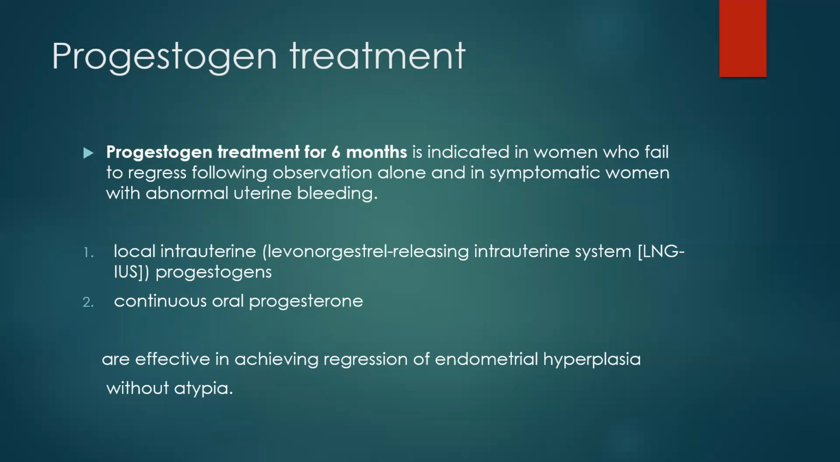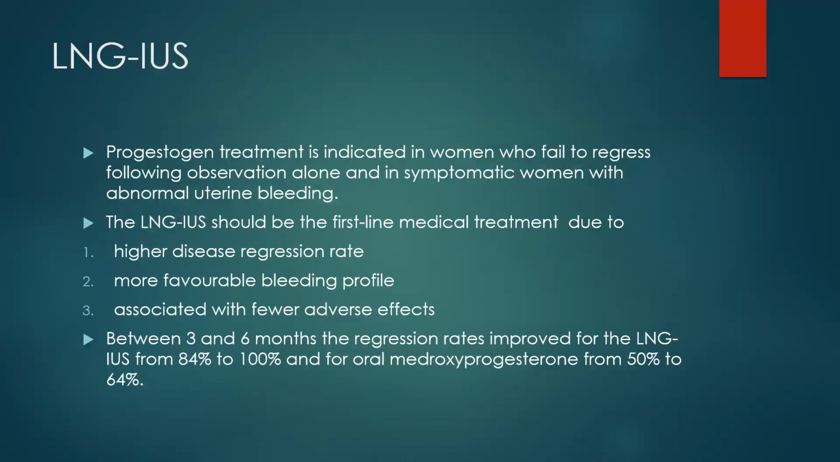So always the first line management is Mirena. In the progestogens, first line is Mirena and second line is continuous oral progesterone. So first line is the local intrauterine levonorgestrel releasing intrauterine system, LNG-IUS, and second is continuous oral progesterone. These are effective in achieving regression of endometrial hyperplasia without atypia.